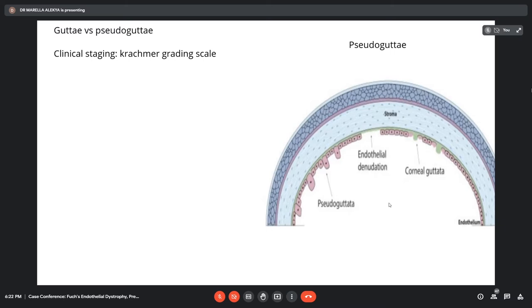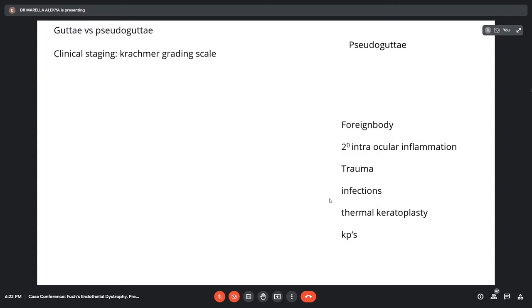Pseudoguttae are transient endothelial edema associated with anterior segment disease, which do not involve Descemet's membrane. Examples of pseudoguttae are seen in case of foreign bodies, secondary to intraocular inflammation after trauma, infections, thermal keratoplasty, and sometimes CAP also mimics guttae. Other entities which mimic guttae are endothelial blebs, which occur after placement of contact lens for a long period, and endothelial denudation, which is loss of endothelial cells without involving Descemet's membrane.